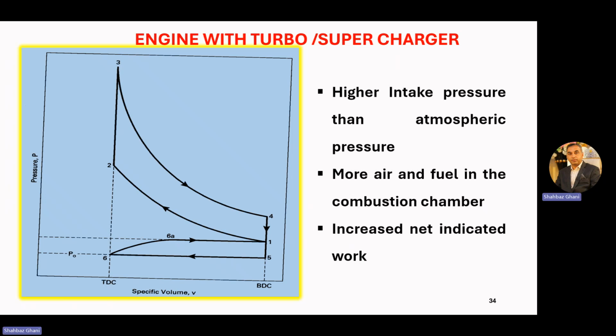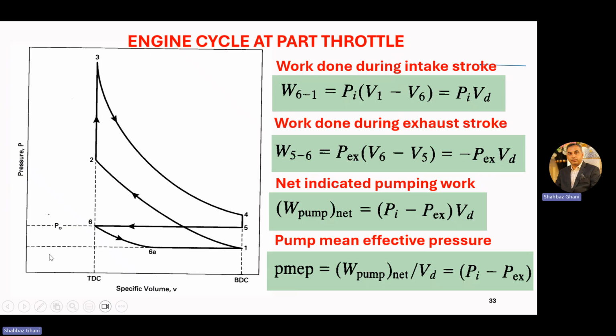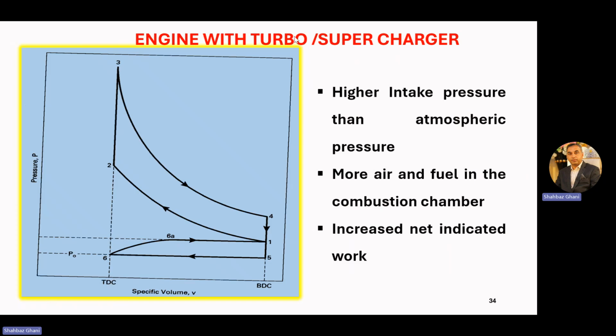In the previous case, when we had a part open throttle, everything was happening below atmospheric. Now, when we have a supercharger or turbocharger, we have a higher intake pressure than the atmospheric pressure, so more air and fuel in the combustion chamber, increasing the net indicated work.